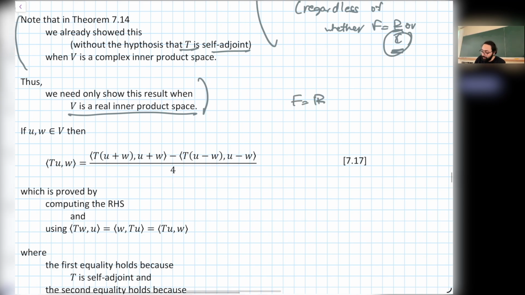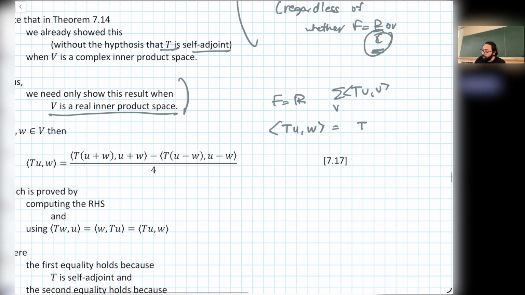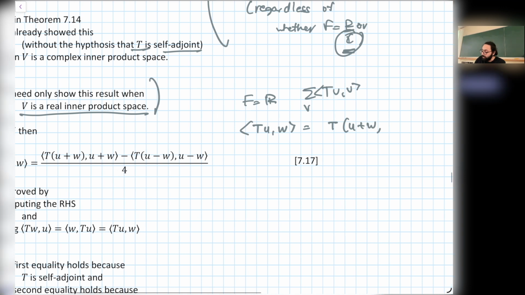Now here comes the clever bit. We're going to write <Tu, w>. Again, we want to write it as a sum of terms of this form, <Tv, v>. This is the thing that we want to write the left-hand side as. So how do we do this? They've done the non-trivial part. You write it as follows: a quarter of <T(u+w), u+w> minus <T(u-w), u-w>. Okay. So the expression is fine.